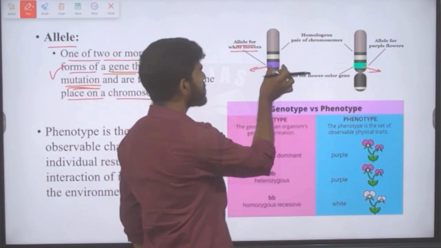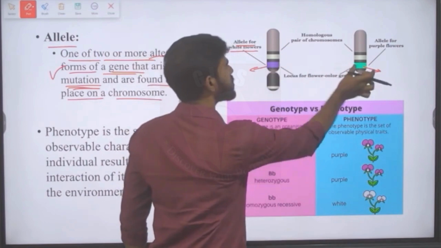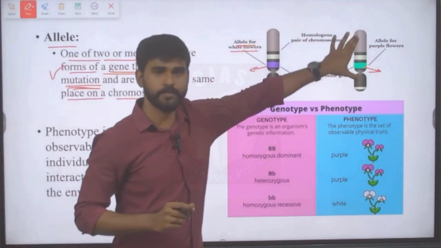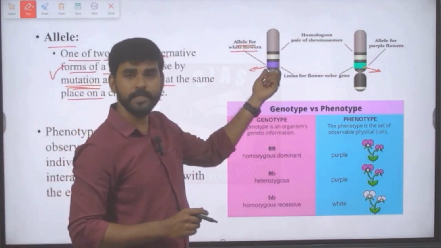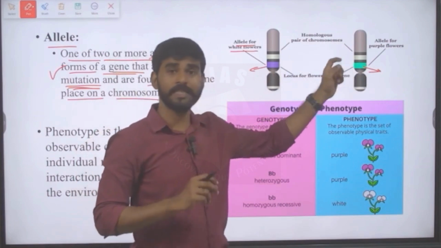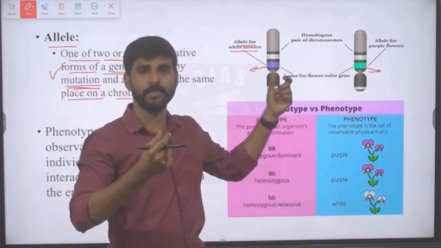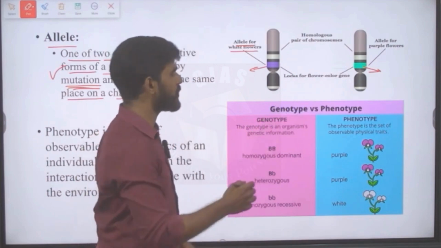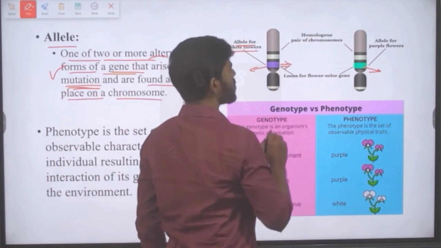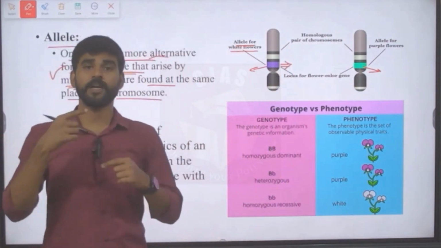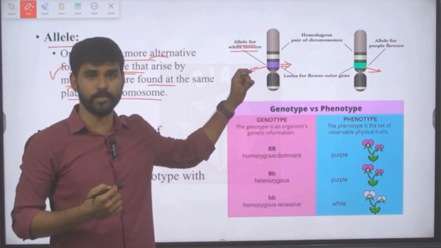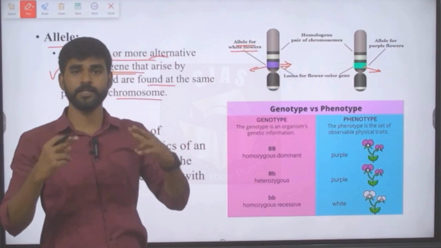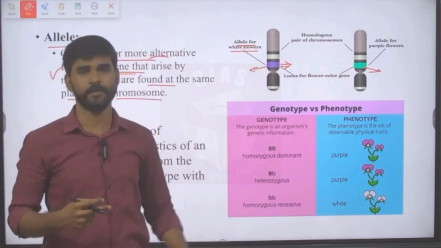Same gene, same location, but different variants of the same gene. The same chromosome is there, and then this particular gene alone is varying. This variation in the gene is called an allele. So the locus of the flower color gene is here. This is where the gene which is responsible for the flower's color will be present. That is the locus, the location. Here we have the allele for white flower and there you have the one for purple flower. So this is how it is varying. So this is allele.